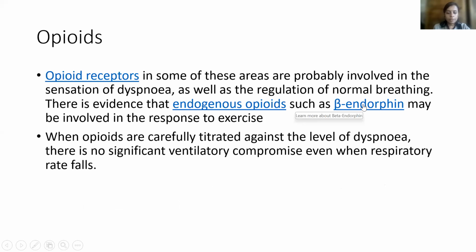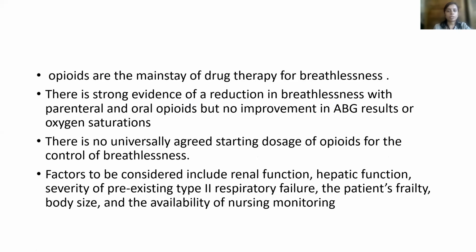So the next line of treatment is opioids. Opioids have very strong evidence in the treatment of breathlessness. You might have heard about opioids in pain, but we don't use the same dose as we use in pain. A carefully titrated dose can be used for treating dyspnea. I'll come into it later. It is the mainstay of drug therapy for breathlessness in life-limiting or terminal illness.